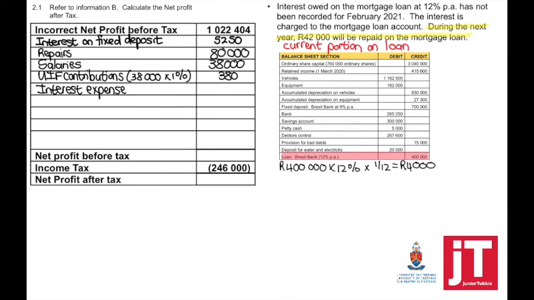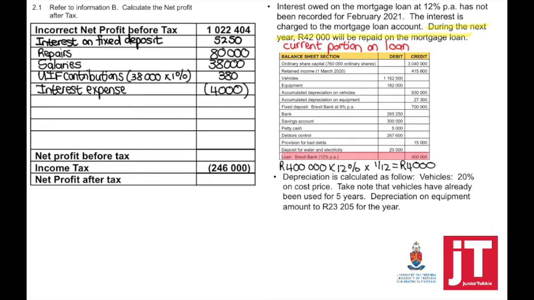To calculate the interest, we're going to take the amount from the pre-adjustment trial balance, 400,000, times 12% times 1/12. One month is outstanding. In my question 2.1, calculating the correct net profit, we're going to show 4,000 in brackets. Why? Because our expense increases, it will have a negative effect on the net profit.